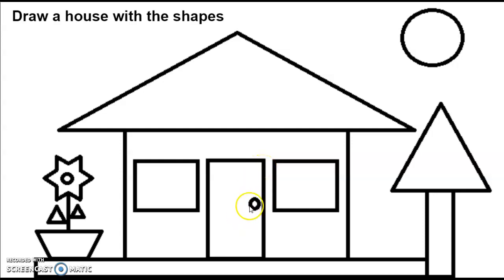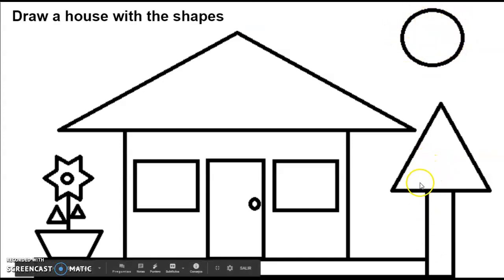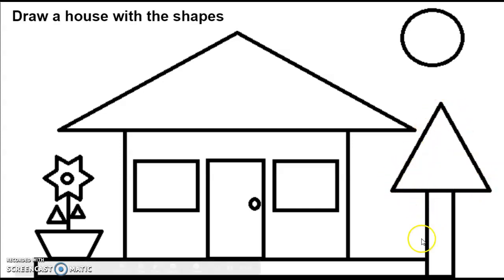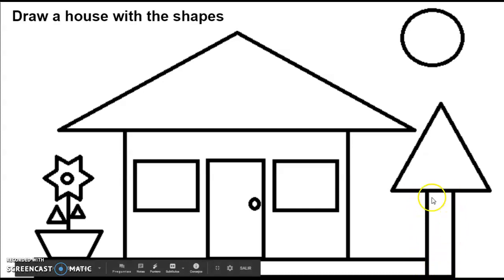This is a circle. Circle. The sun, el sol. The sun is a circle. This is a tree, un arbolito. This is a triangle. And this is a rectangle.